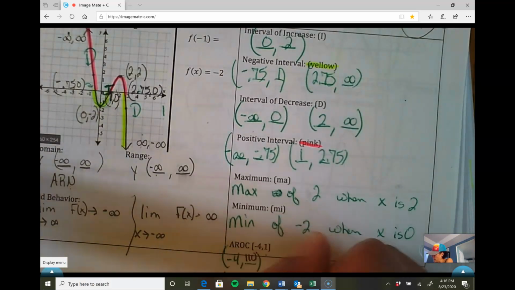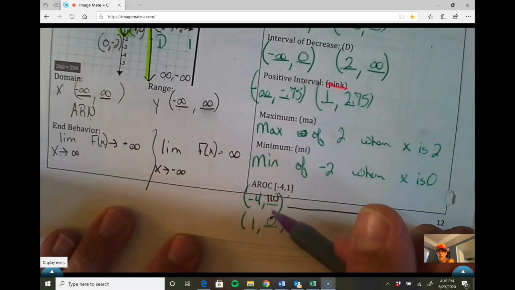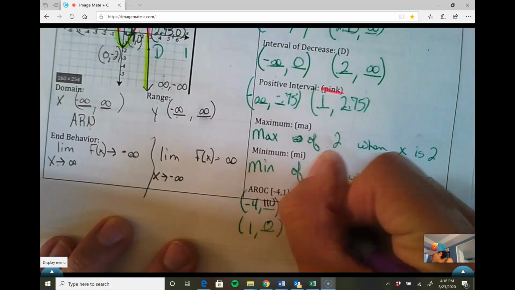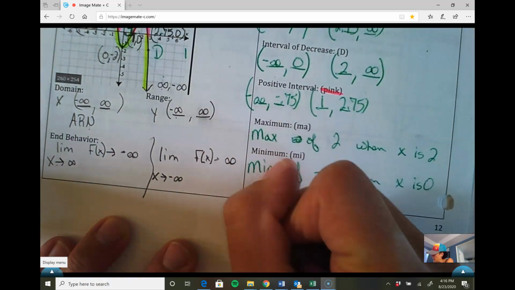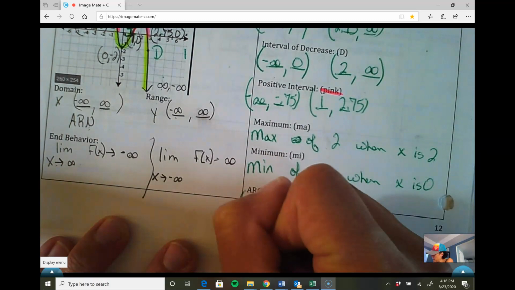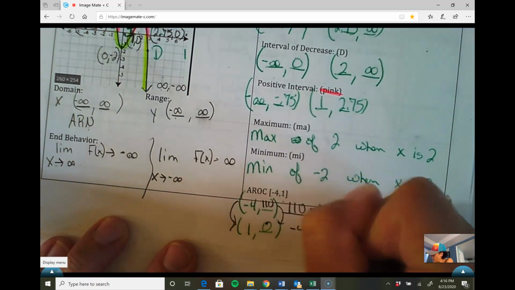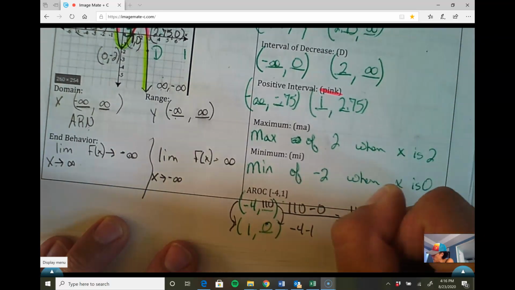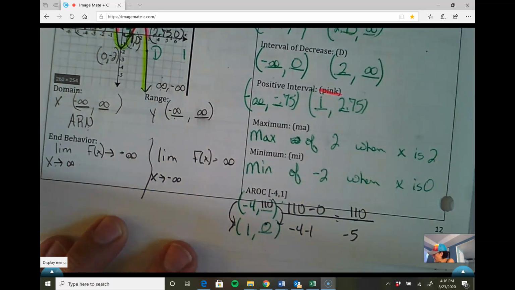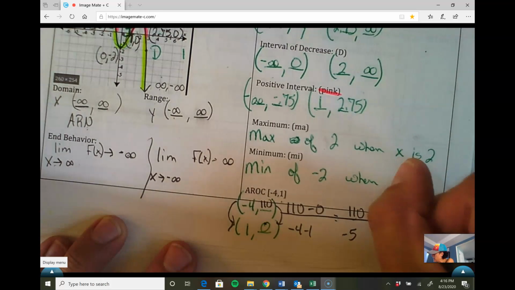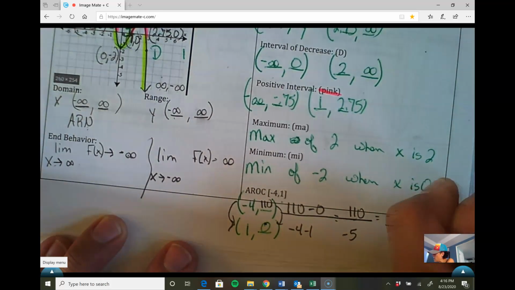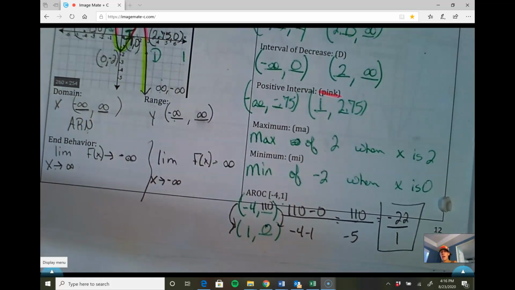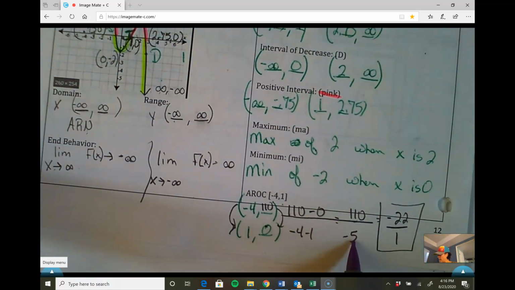All right, y is on top. I think it's easier to do 110, take away 0, which means I'll have to subtract, the same way. So -4, take away 1. That's going to result in 110 over -5. And when you divide those, great to use a calculator. Again, it's -22 over 1. Rate of change is always over 1, so make sure you get your calculator and divide if you can't do that division in your head.